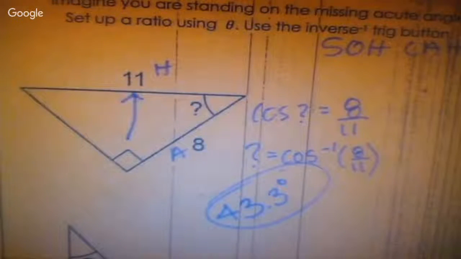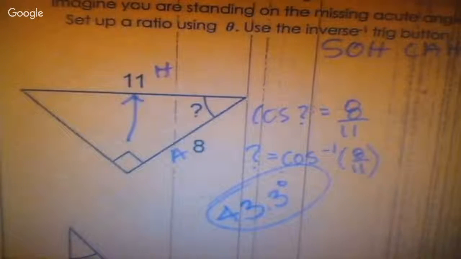So, Tay labeled her sides as 11 is your hypotenuse, 8 is your adjacent. Agreed. Cosine. Okay? 8 over 11. Good. Did you get 43.3? Yeah. Right. Kenley wants to come up and put the second one on. Can I do the third one? Sure.